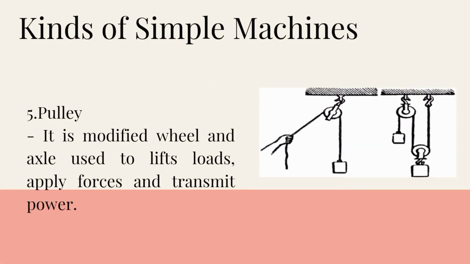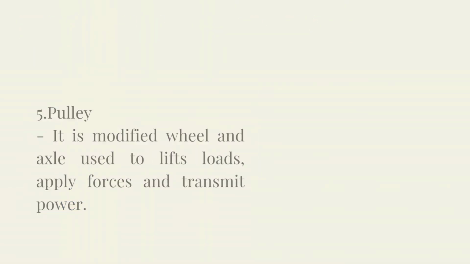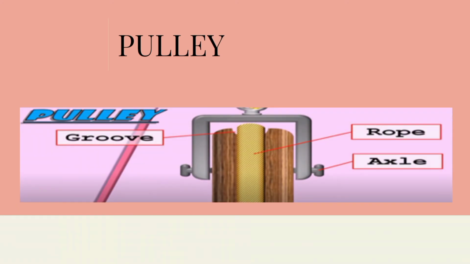Number 5. Pulley. It is a modified wheel and axle used to lift loads, apply forces, and transmit power. A pulley may have a groove or grooves between flanges around its circumference to locate the cable or belt. A rope and pulley system, that is a block and tackle, is characterized by the use of a single continuous rope to transmit a tension force around one or more pulleys to lift or move a load. The rope may be a light line or a strong cable.